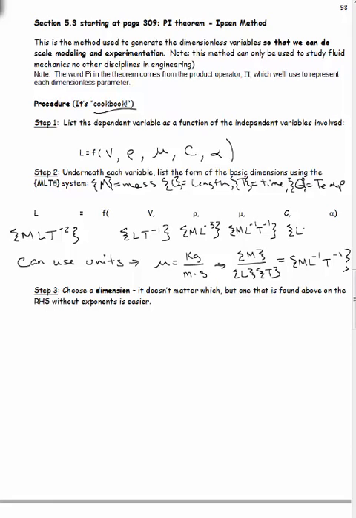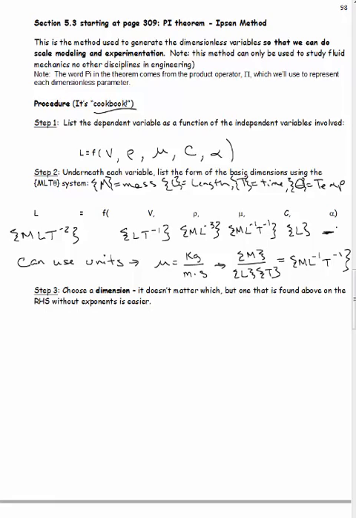Chord length is just a length. And alpha is in radians, and we're going to use that as already dimensionless. Okay, so just put a line there, meaning it's already dimensionless. Okay. So that's it for step 2. Just list out the dimensions, and you can use units to figure out those dimensions.